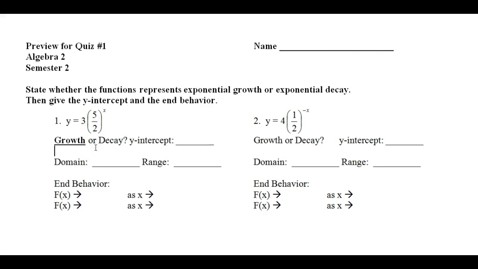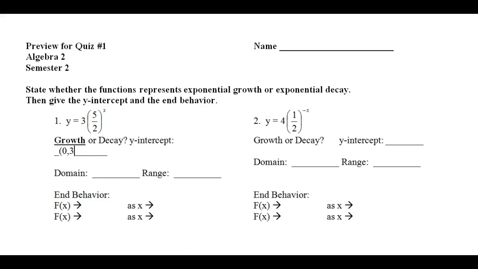Okay, so we've got that part. My y-intercept basically is just going to be, since there's no left or right shifts going on, my a value. And again, the a value would be the number that's in front of what I'm taking to the x power. So in this case, that would be (0, 3).